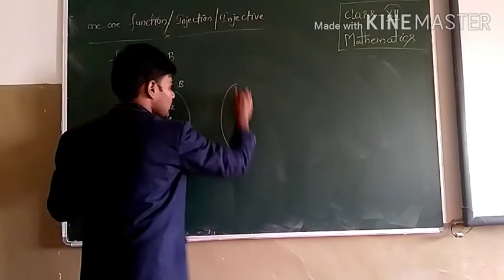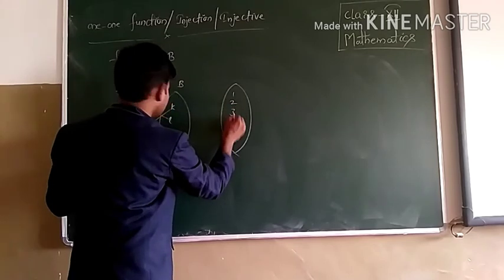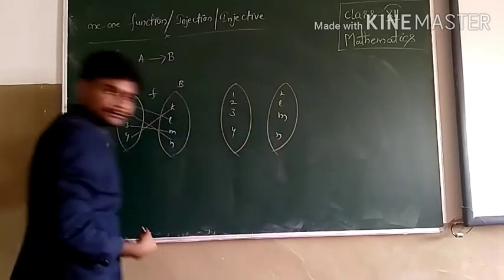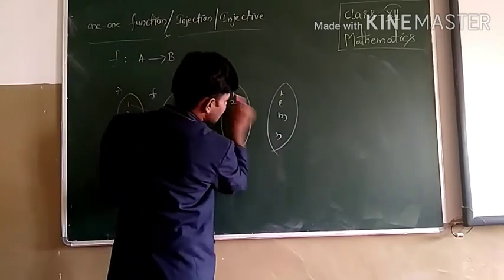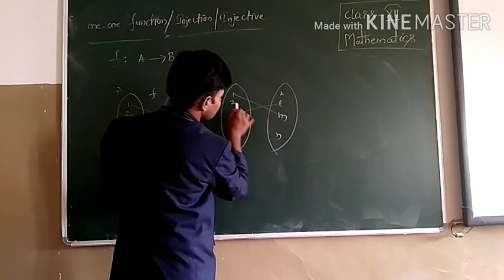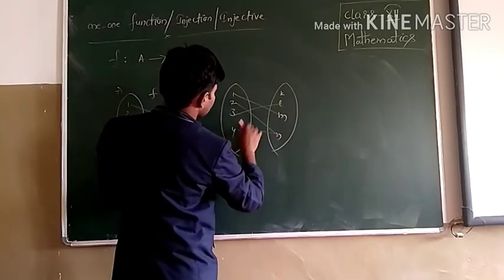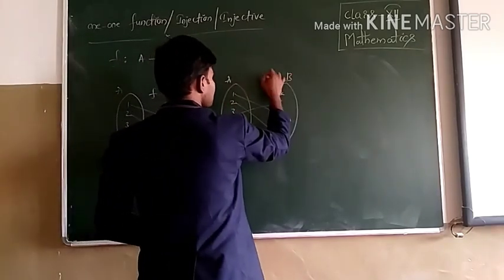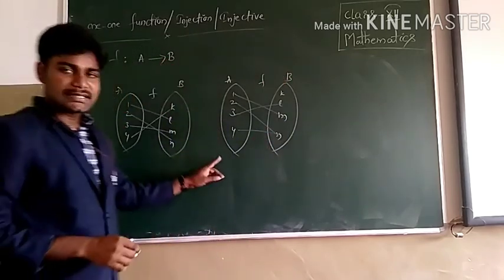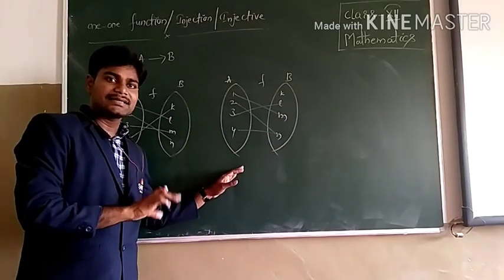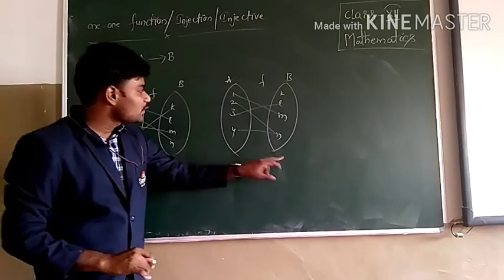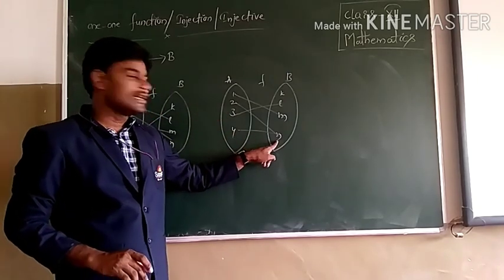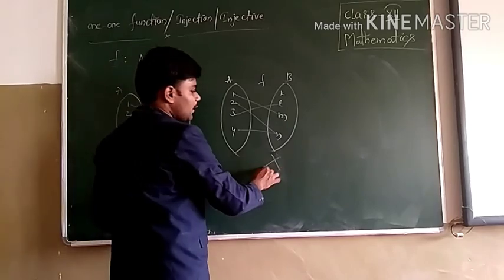If you take one more example, the same elements we can consider: 1, 2, 3, 4 and K, L, M, N. Here I represent it like this. So this one is not a one-one function, because a one-one function means no two elements of set A have the same image in B. Here, element 2 and element 4 have the same image in B. So that's why this is not a one-one function.